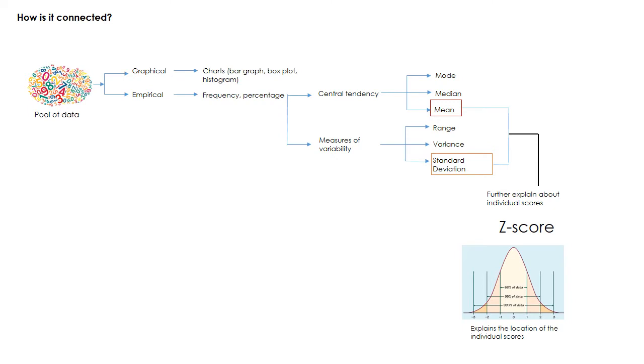So what is the middle point? What is the central point of the data? What is the representative score of the entire distribution? That's when we learn about the mode, median, and the mean.